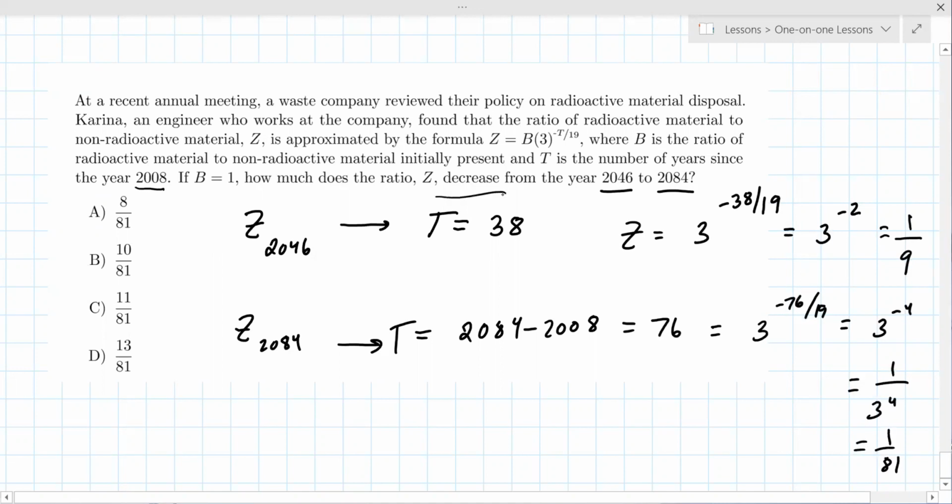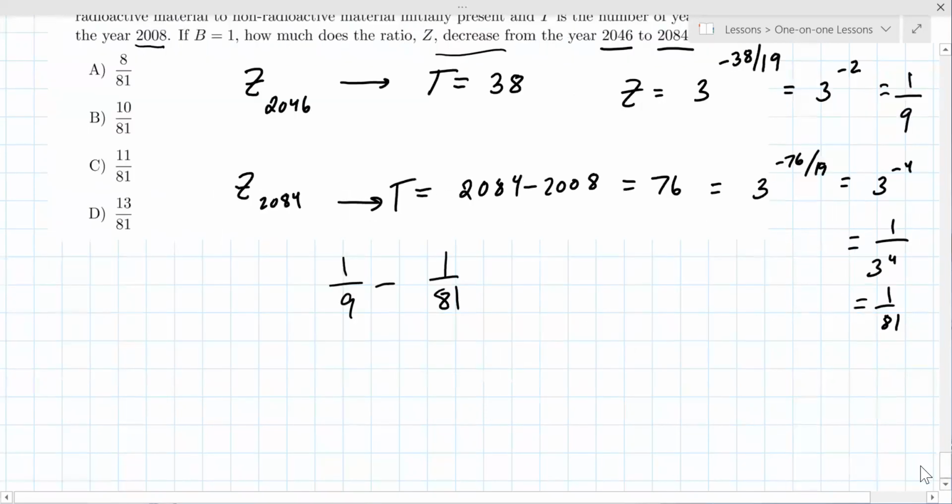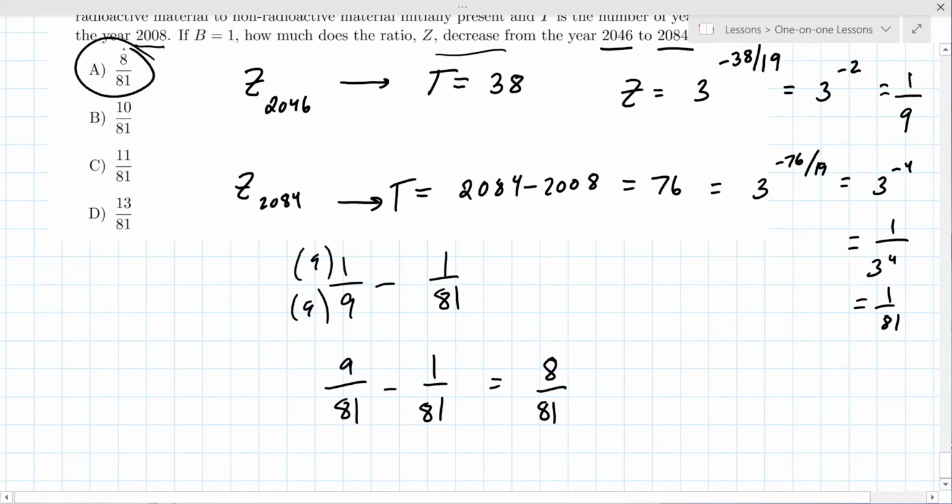Since we want the decrease, we're subtracting. So that's 1/9 minus 1 over 81. You want to convert the one on the left to a denominator of 81. So you multiply the top and bottom by 9. 9 over 81 minus 1 over 81. 8 over 81. So if you can do a problem like this in around 80 seconds or less, you're in good shape for the SAT, ACT.